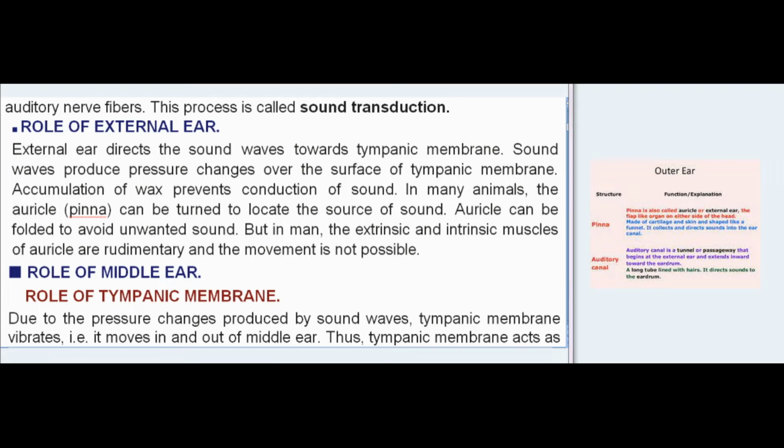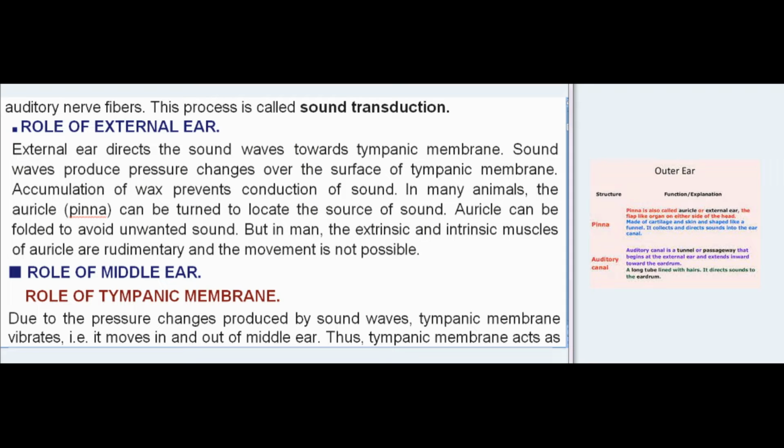Role of external ear. External ear directs the sound waves towards tympanic membrane. Sound waves produce pressure changes over the surface of tympanic membrane. Accumulation of wax prevents conduction of sound.